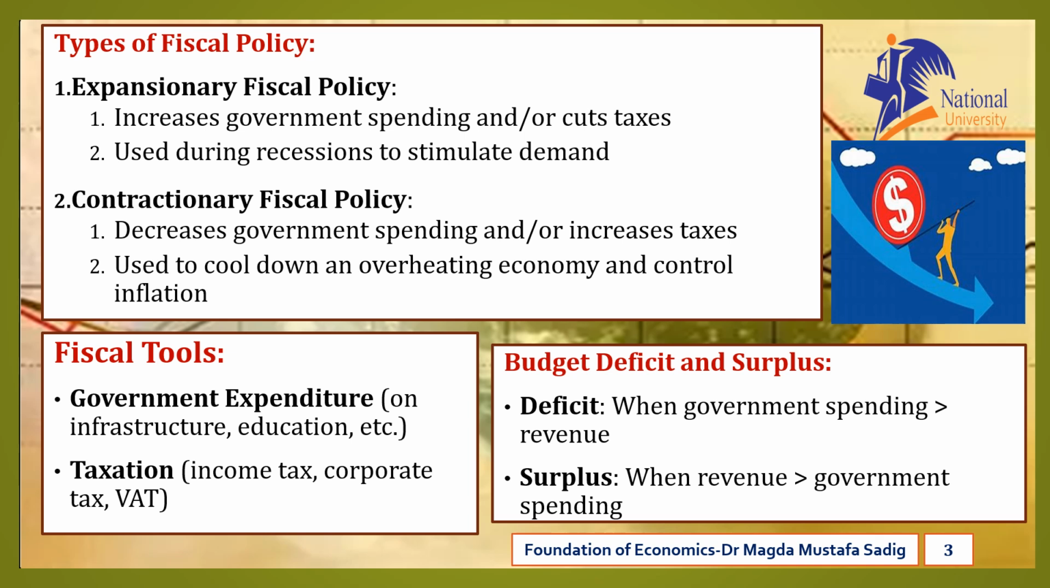So to wrap up, fiscal policy comes in two forms: expansionary to grow the economy and contractionary to cool it down. Governments use spending and taxation as their main tools, and whether the government runs a deficit or surplus depends on how much it spends compared to how much it collects. As I told you, understanding fiscal policy helps us see how governments respond to economic challenges, whether it's fighting inflation or creating jobs.